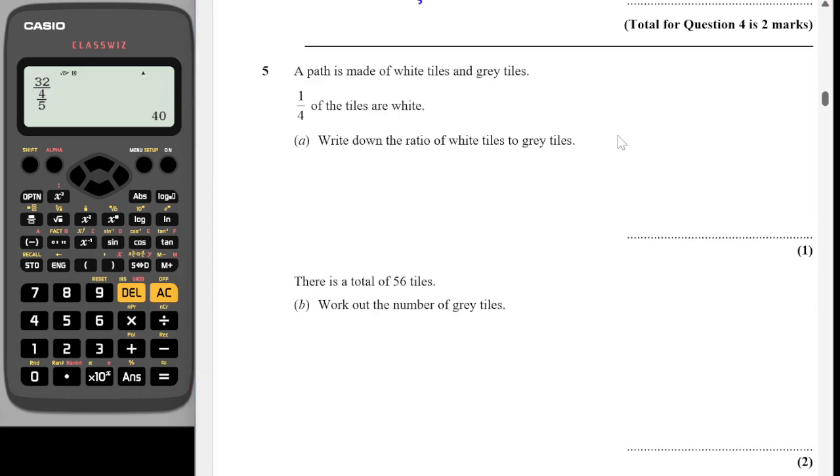Okay, question 5. A path is made of white tiles and grey tiles. A quarter of the tiles are white. Write down the ratio of white tiles to grey tiles. Well, we're saying that we've got 1/4. That means 1 out of 4 parts, so there must be 1 to 3.